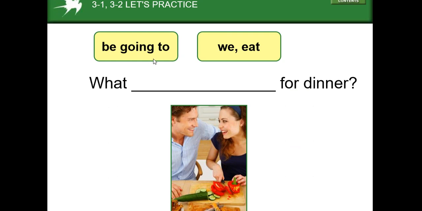Next examples. Be going to. Let's practice now. I want you to practice there where you are watching this video. Be going to, we eat. How do you fill this line? Take some time to do it. You have to use this and use this. What are we going to eat for dinner? Probably the man is asking her. What are we going to eat for dinner? Practice this, people, please.